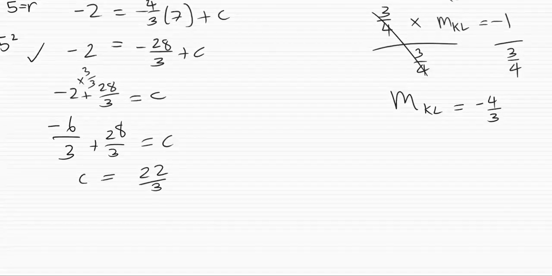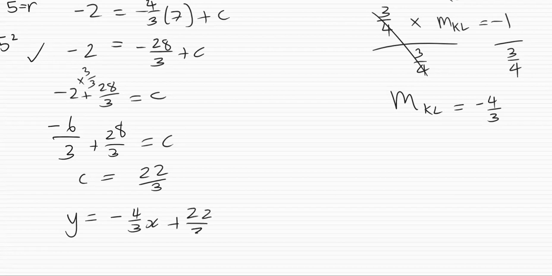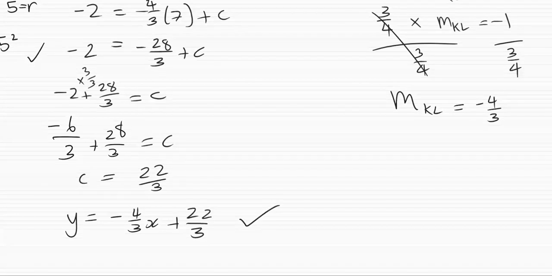22/3. Well, obviously, in an exam, you don't have time for this. You can use your calculator straight away. Final answer, y equals -4/3x plus 22/3. I think that concludes 4.2.2.